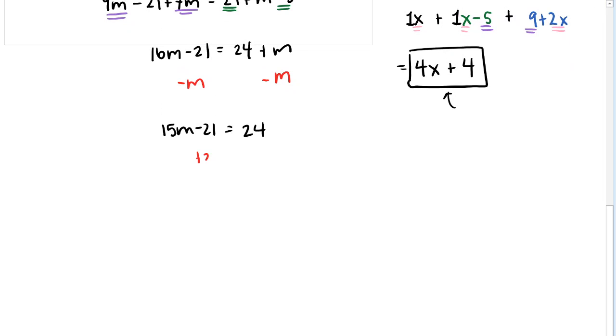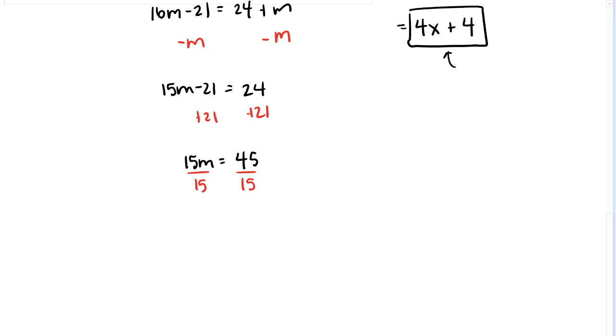Next, we can add 21 to both sides to get that m variable closer to being alone, giving us 21 plus 24 is 45. And then lastly, we have m multiplied with 15. Let's divide both sides by 15 to get m is equal to 3. So this is the solution to our equation.